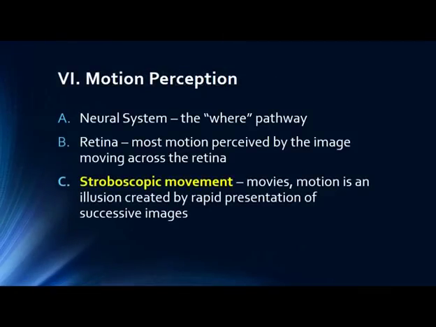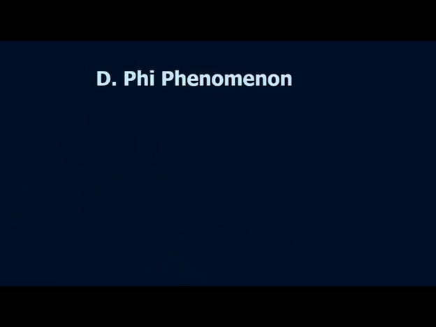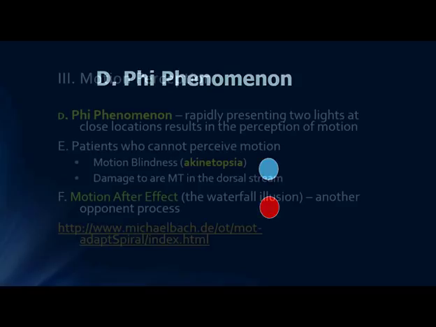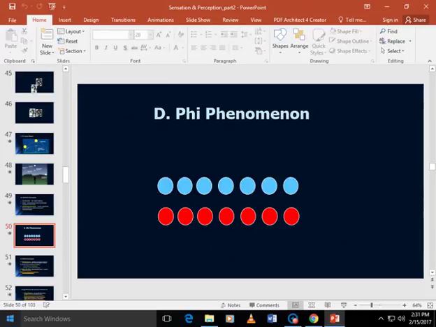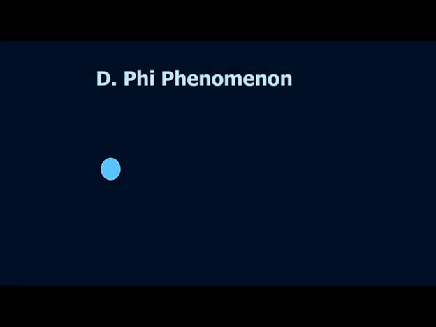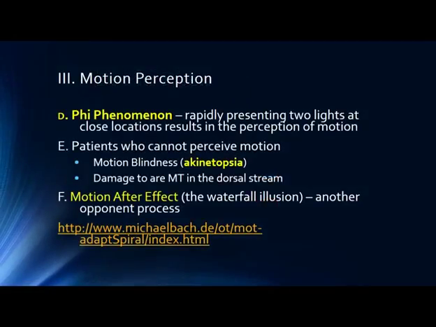Another phenomenon is interesting, particularly if you're somebody who likes flashy moving Christmas lights or Vegas. This is called the phi phenomenon, where you can get this illusion of movement. Right? That looks like it was moving. In actuality, those were a series of successive still images. That's how moving lights work, right? So when you get these marquee lights that look like the lights are traveling around, it's just lights lighting up one at a time and it looks like they're traveling. That's the phi phenomenon. So rapidly presenting two lights at close location will result in the perception of movement. And so with those marquee lights, the light appears to move from one location to the next.